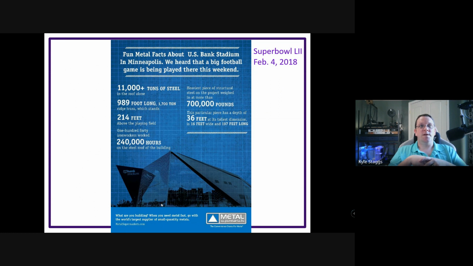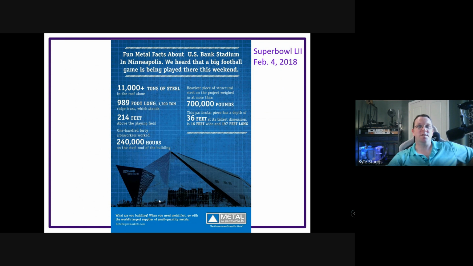They have 989 foot long trusses. So that particular truss is pretty extreme. That truss by itself is 1,700 tons. The height of that particular ceiling is about 215 feet or 214 feet above the playing field. And it took almost 250,000 hours for just the roof itself.